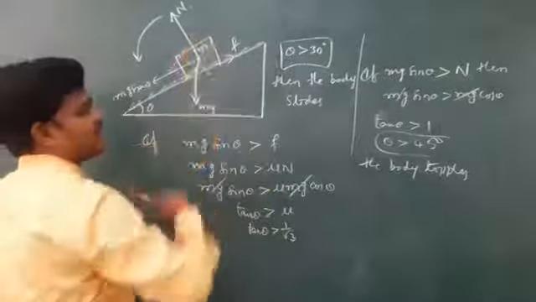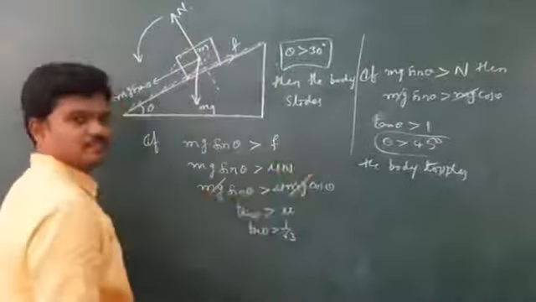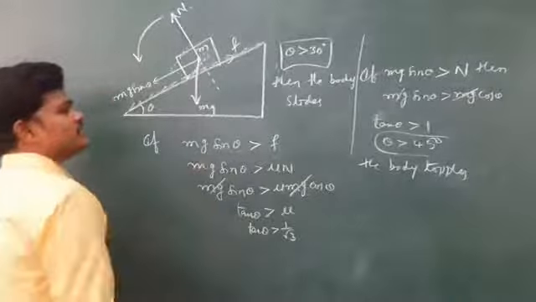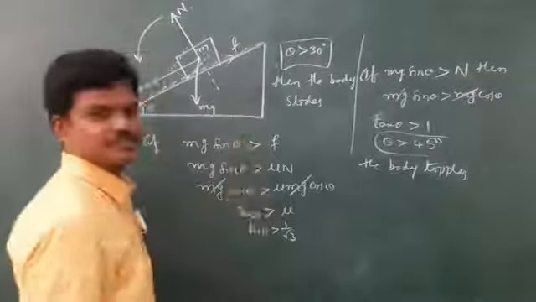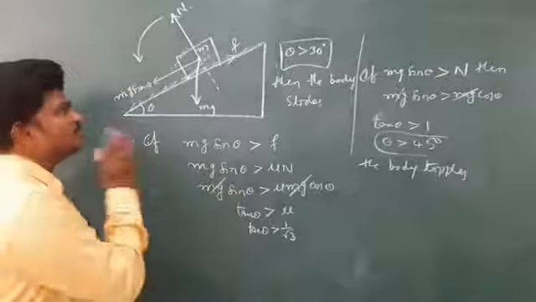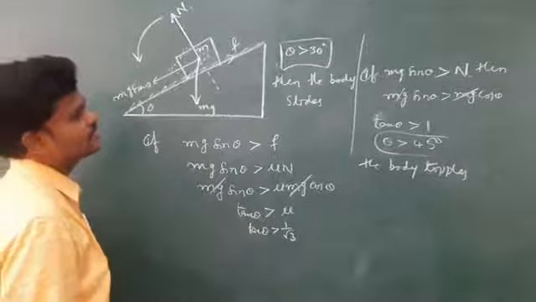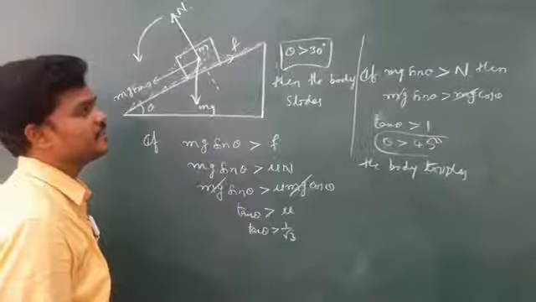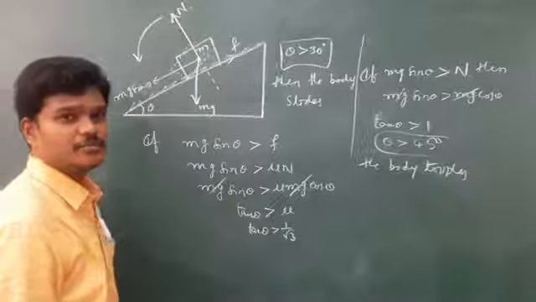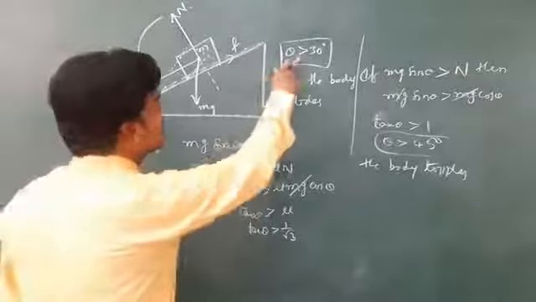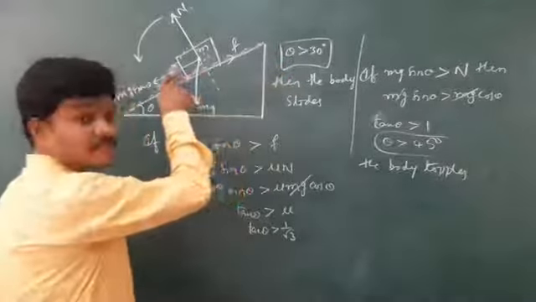Okay. If any size is A, you will get something A by G. So based on the given data, you try to follow these methods. Right now, for this problem, the body slides if theta is greater than 30. If theta is equal to 30, the body is ready to slide.